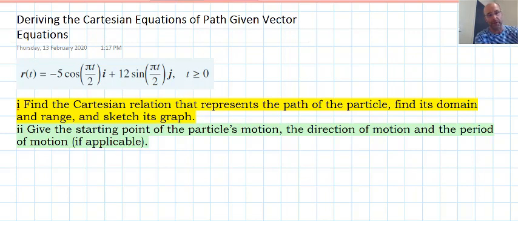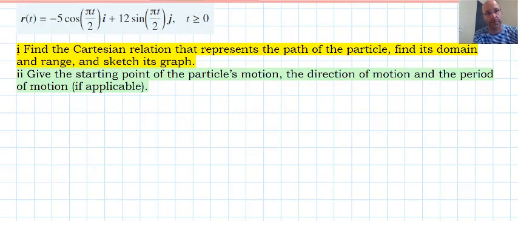Then in part two we're going to give the starting point of the particle's motion, the direction, and if it's repetitive we're going to state the period. Okay, so for the given vector function r of t that you see there, we're going to now generate the Cartesian relation. Note that t is only 0 or positive, and we need points x and y. So let x, y be any point on the path.